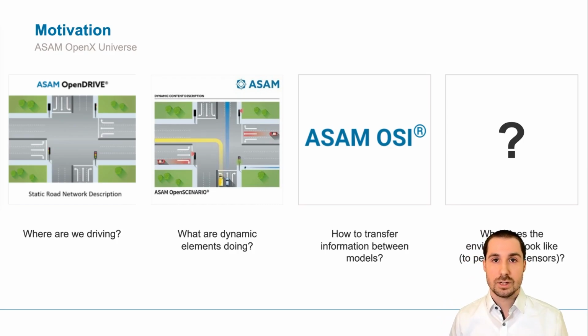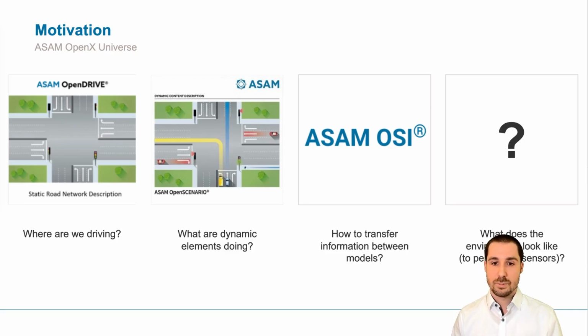ASAM Open Simulation Interface, or OSI in short, is an interface standard. And with it, you can transfer data between different models in a co-simulation. And you can also use it to store simulation outcomes. So it answers the question how to transmit data and information between models.